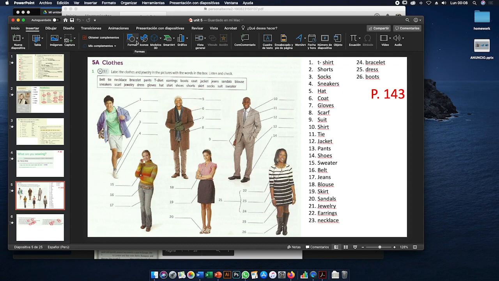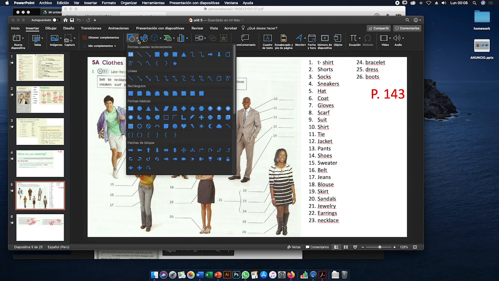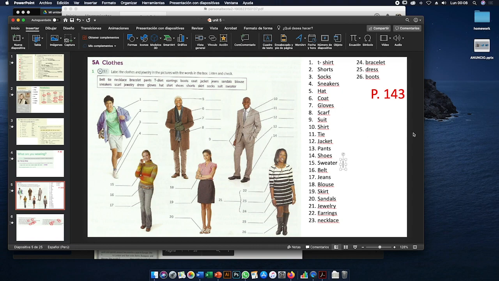So here, let me show you. We can say, for example, now let's suppose the question is this: what is she wearing? This is the question, yeah? What is she wearing? Here, if it is a boy, you can say he. I'm sorry. Oh no.